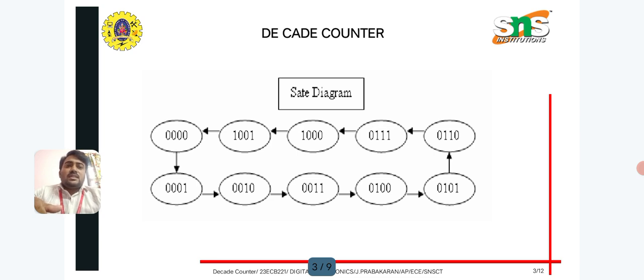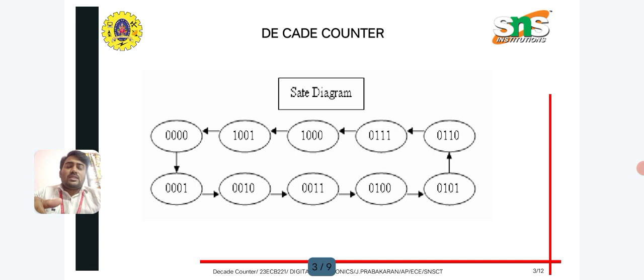After reaching state 1001, that is decimal 9, the counter transitions back to 0000, decimal 0, completing the cycle. The states progress in a fixed sequence, that is 0000, 0001, 0010, 0011, up to 1001. The initial state is decimal 0, and the final state is decimal 9.